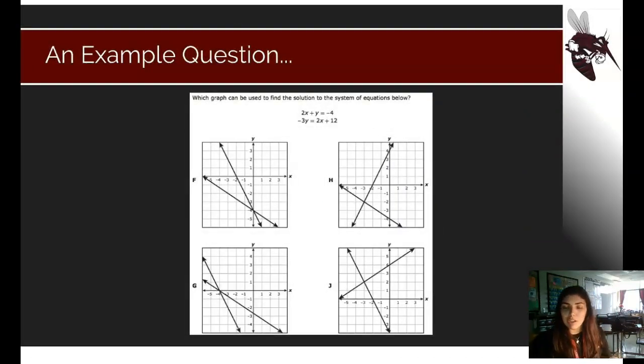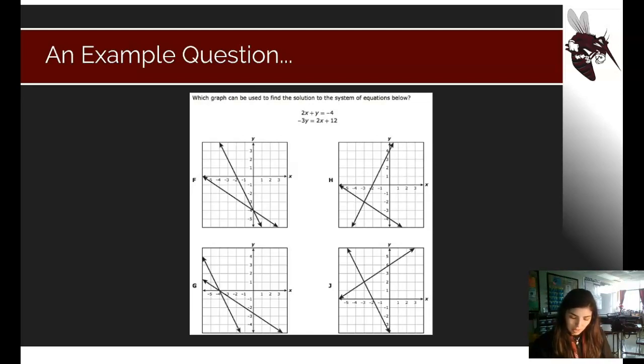Now, what a STAAR question might look like is something like this. It says, which graph can be used to find the solution to the system of equations below? We are given two equations, one written in standard form and one written in not quite any form. Now, we graph equations in slope-intercept form, so we're going to change these.